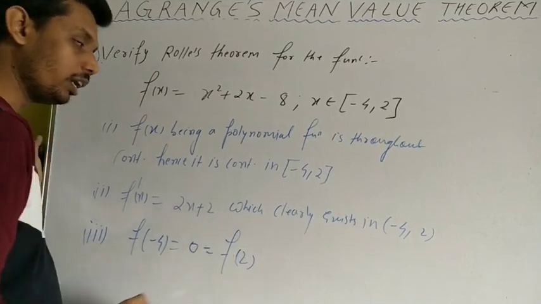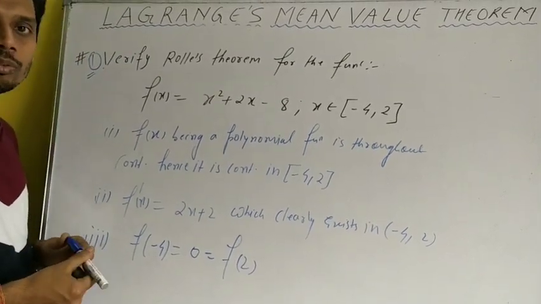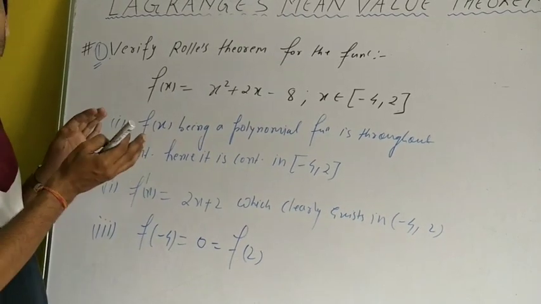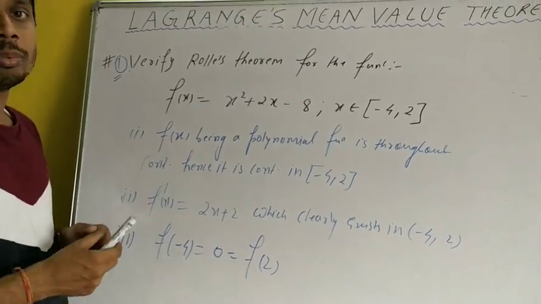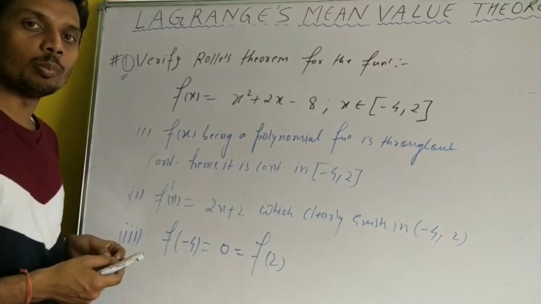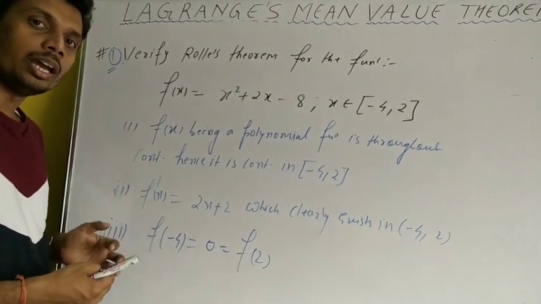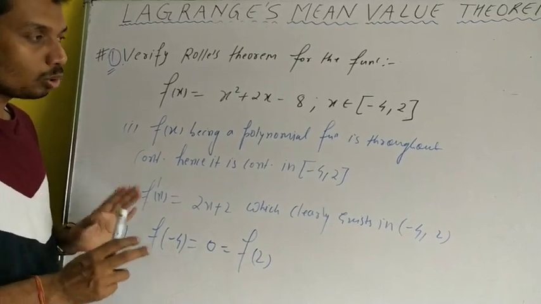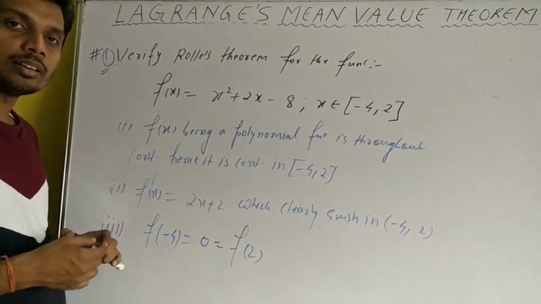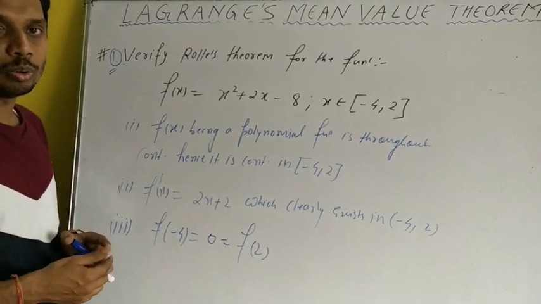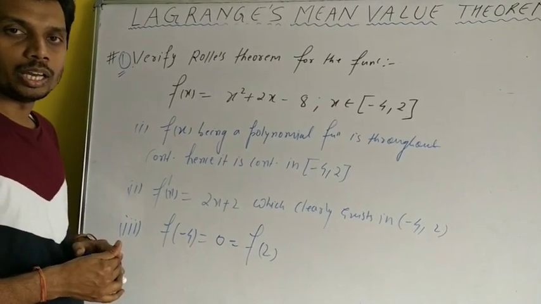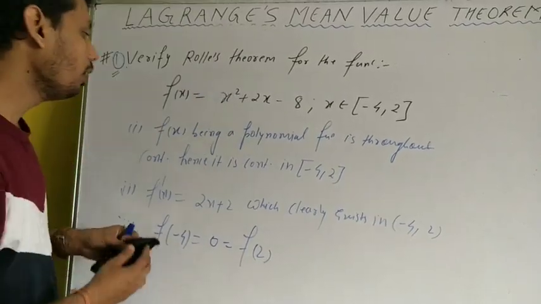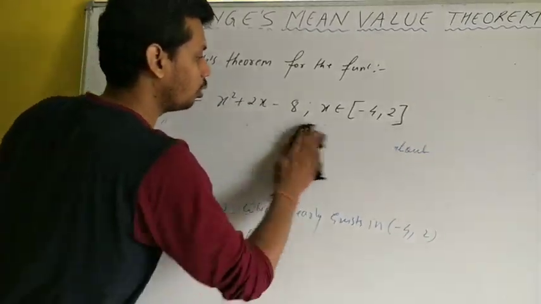So here f(a) is equal to f(b). So the given function is continuous in the closed interval [a, b]. At the same time, it is differentiable in the open interval (a, b). And f(a) and f(b) are equal to each other. So there must exist a value c which belongs to the open interval (a, b) such that f'(c) is equal to what? 0.